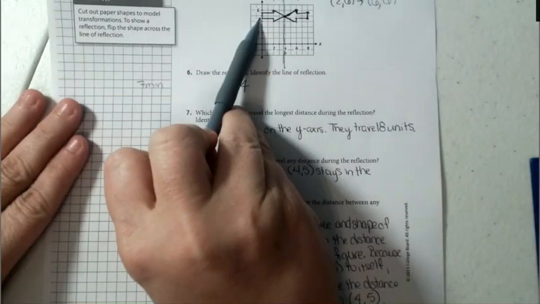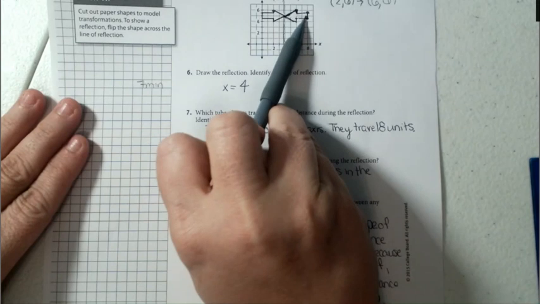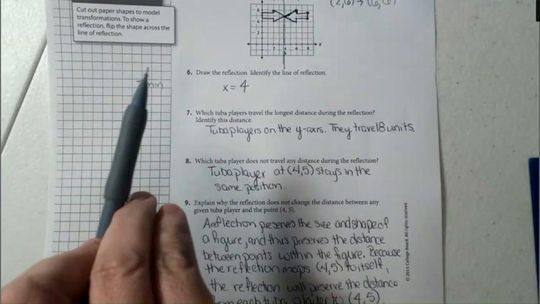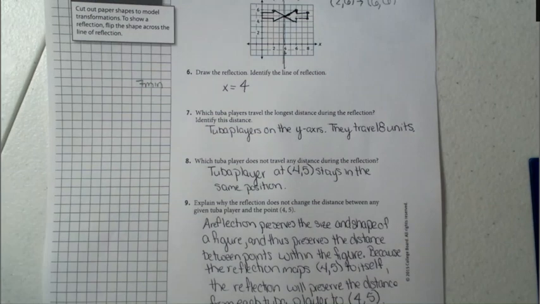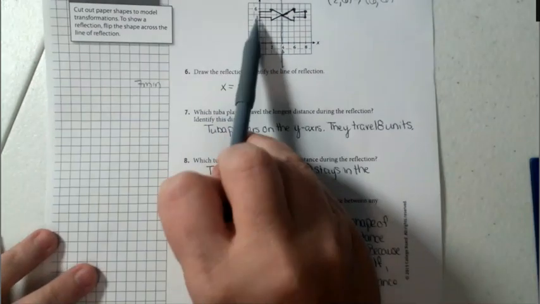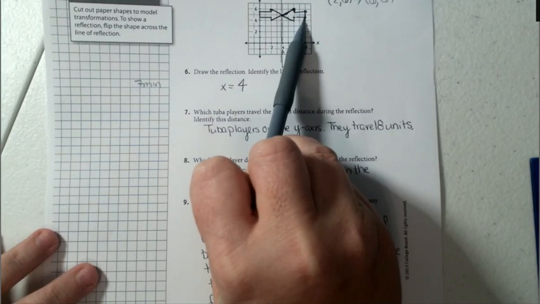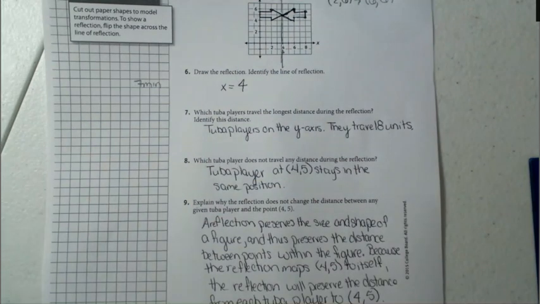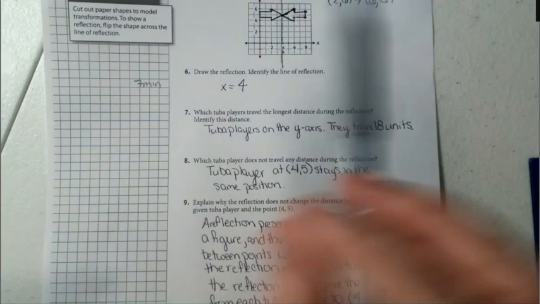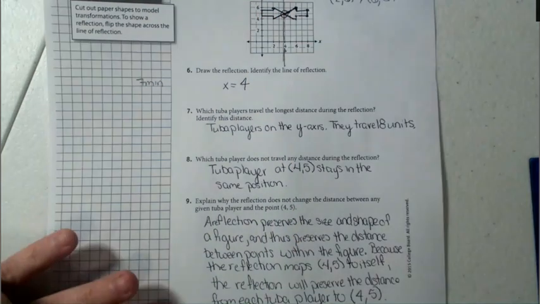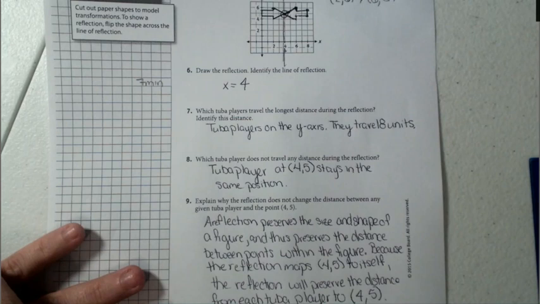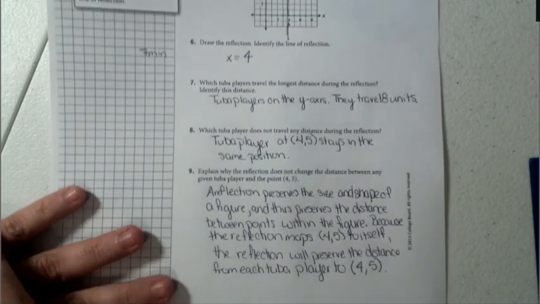Well, the player that goes from here all the way this way, he travels the furthest. So that would be the tuba players that start on the y-axis. And if you count over, they've gone from here to here. That's 8 units. Who stayed in the same position? Right there at the tip of the arrow. They never moved. They're still located at (4, 5).